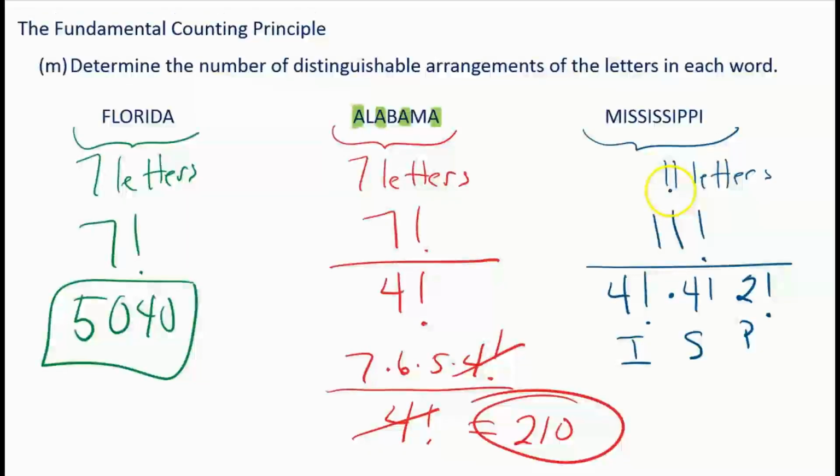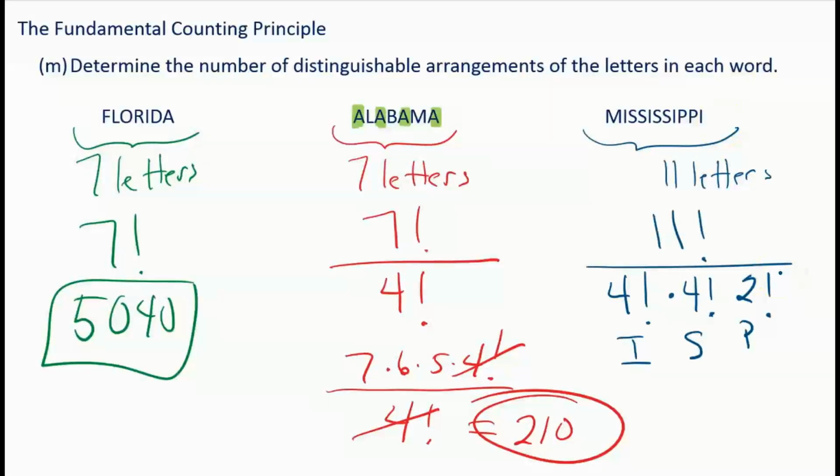But when S and S are together, you can't tell which S is which S. Therefore, we want the distinguishable arrangements. We need to divide by those repeats. So there are 4 I's. That's why I put this 4 factorial. There are 4 S's. That's why I put that 4 factorial. And then there are 2 P's, and that's why I put the 2 factorial.